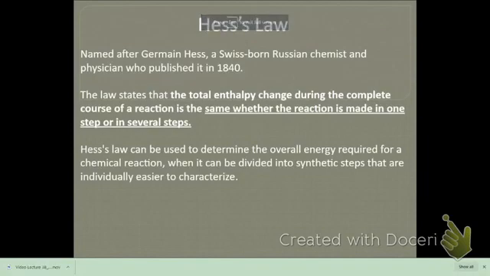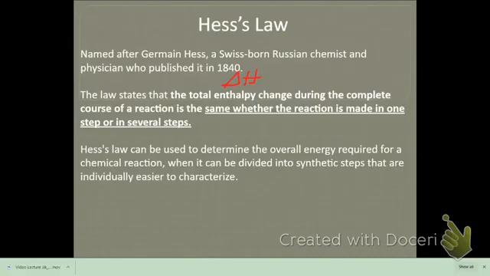In 1840, a German-born Russian chemist by the name of Hess came up with a law that said that the total enthalpy change during the complete course of a reaction is the same whether the reaction is made in one step or several steps. Now you should remember that enthalpy, which we're talking about, is actually the delta H, which is the amount of heat that goes into a reaction.